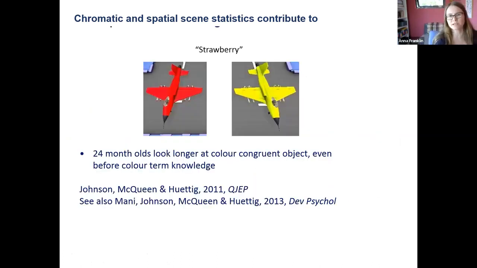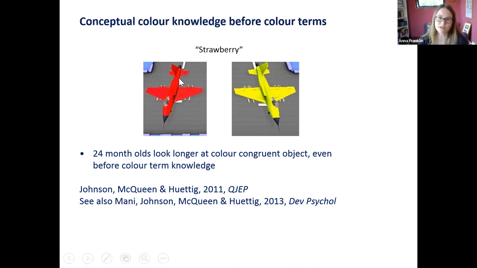There's also evidence to suggest that at 2 years, the children have got a conceptual knowledge of colour. So in this study, what they did was they played children a word, an object word like strawberry. And then following this, they showed 2 objects. And one of them was colour congruent with the word and the other one wasn't. So here, the colour congruent one is red because strawberries are red. And the yellow one is not congruent. And what they found was that 2-year-olds would actually look longer at the colour congruent object than the incongruent one after hearing a word, even before they actually know colour terms.